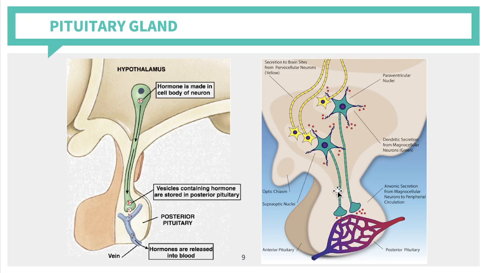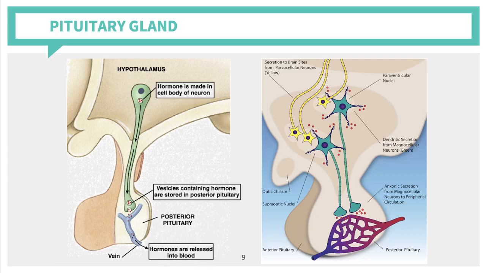So remember our mnemonic, OP, AS. Oxytocin, paraventricular. Antidiuretic hormone, supraoptic nuclei. Okay? Please do not forget that. Okay? Again, in the hypothalamus, our hormones oxytocin and antidiuretic hormone are made in the cell body of the neuron. And then, the vesicles containing the hormone are stored in your posterior pituitary. Okay? Then after that, if there's a trigger, the hormones are released into the blood.